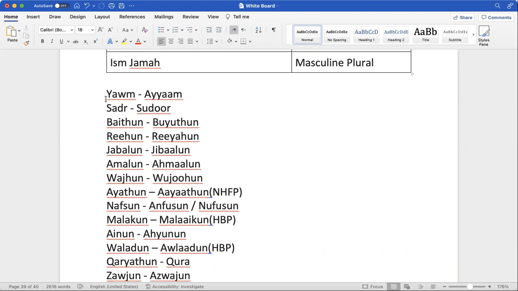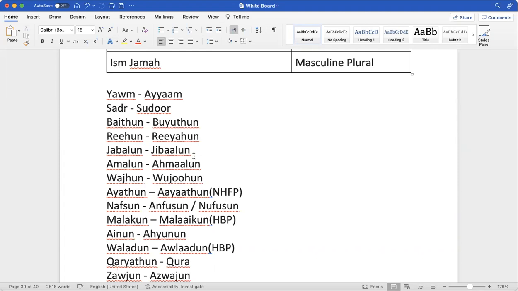So he can see here sadar. These are words, you just practice them. Sadar, sudur. Sadar means chest. It is a body part, and its plural is sudur. Sudur means chests, and it is a broken plural. It's a non-human broken plural.